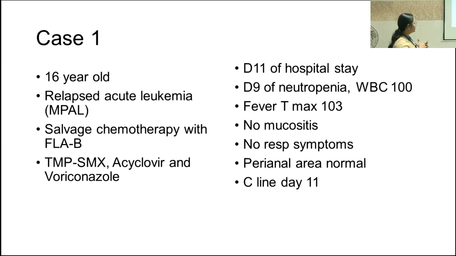So this is a 16-year-old with relapsed acute leukemia who is on FLAG chemotherapy. He is already on prophylaxis with Cotrim, acyclovir and voriconazole. It is day 11 of hospital stay, he's neutropenic, and he develops a new fever with no clinical focus. There is a central line, which is also day 11. Okay, so what would you do now?